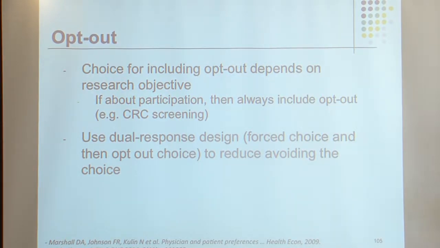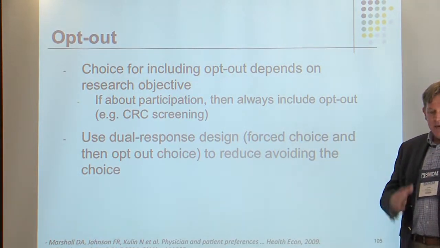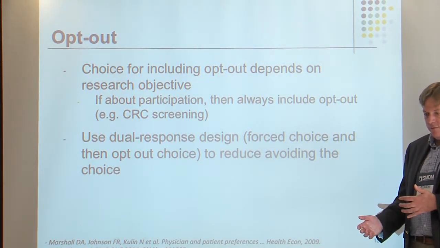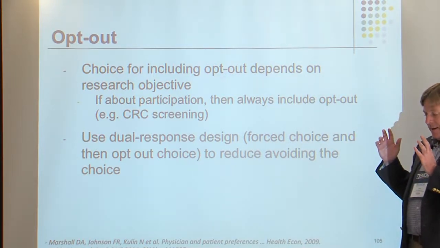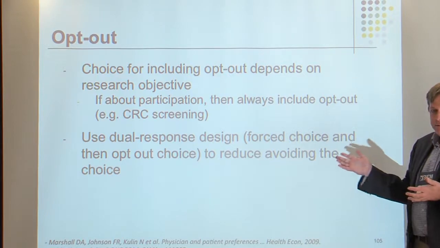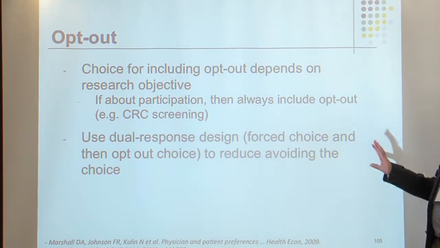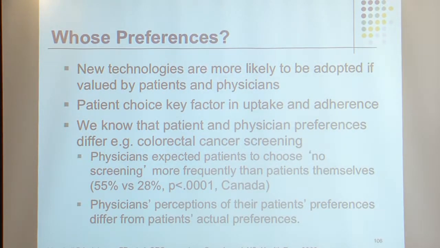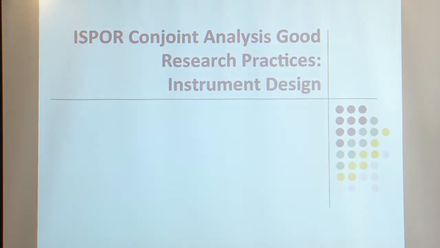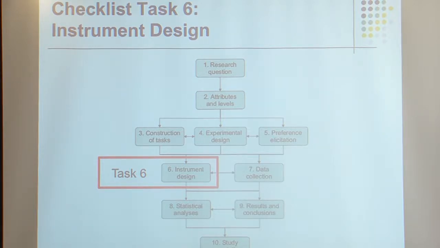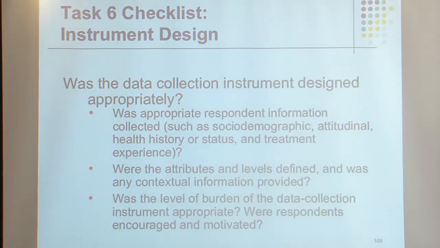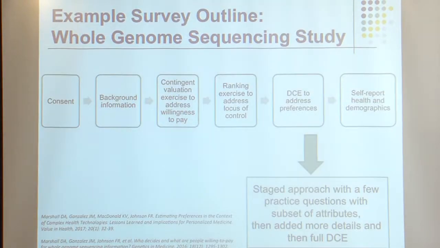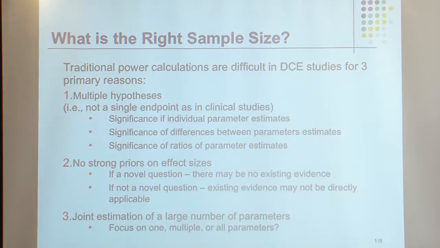There is no absolute guidance with regard to using this. It is related to the context, it is related to the perspective that you're taking, and sometimes personal preference plays in about how you want to model the particular situation. The other question here is whose preferences you would like to focus on. I think we've talked a lot about that already. There are two other aspects, the instrument design and the data collection. These are well covered in the checklist.